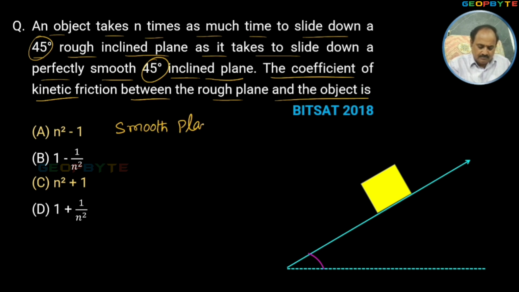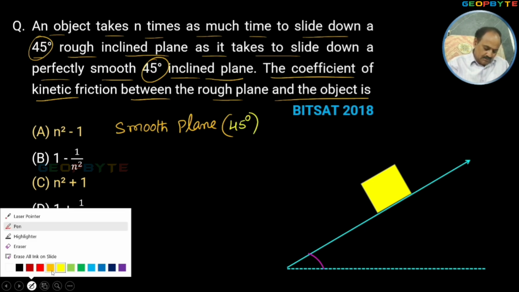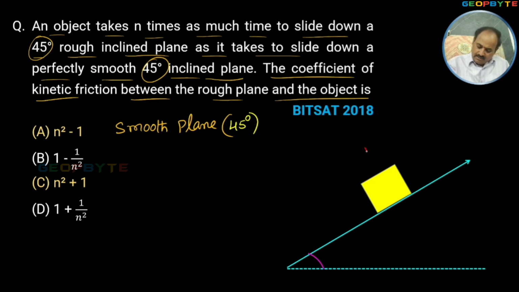Smooth plane. The angle is 45 degrees, not 30 degrees. The angle of the plane is 45 degrees. That is the theta. Right now, look at the normal reaction.